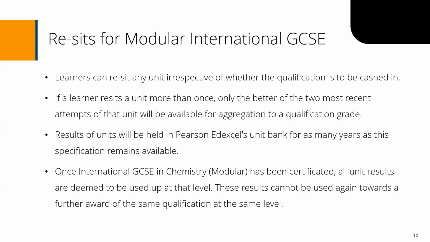So the only rider to the answer I gave to Junaid a moment ago is that as long as that specification remains viable, students can take the second module or maintain their scores for that period of time. Once the International GCSE in Chemistry modular has been certificated, all unit results are deemed to be used up at that level, and these results can't be used again towards a further award of the same qualification at the same level. And for more details, as I say, look in the specification and talk to the regional rep.